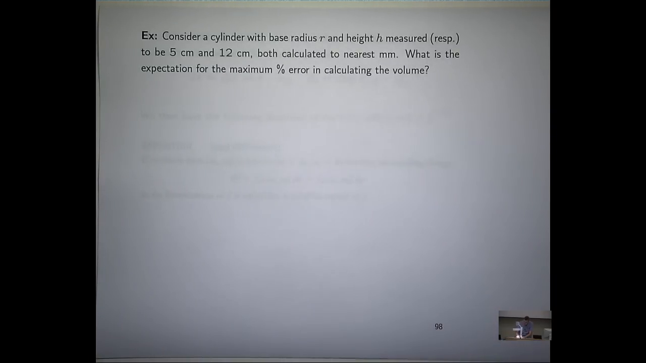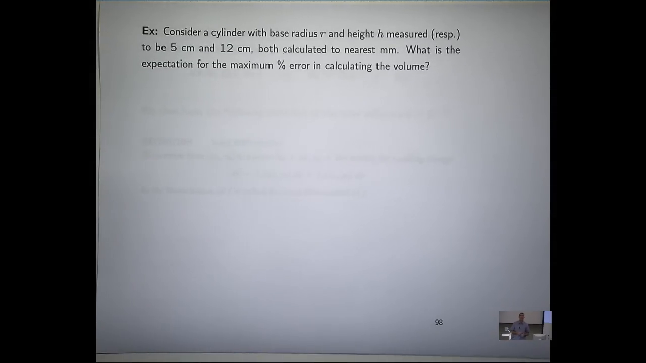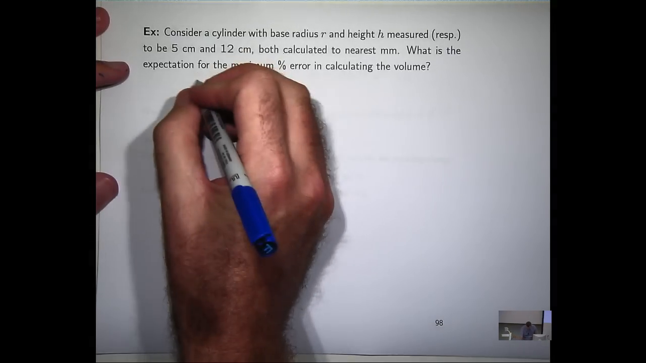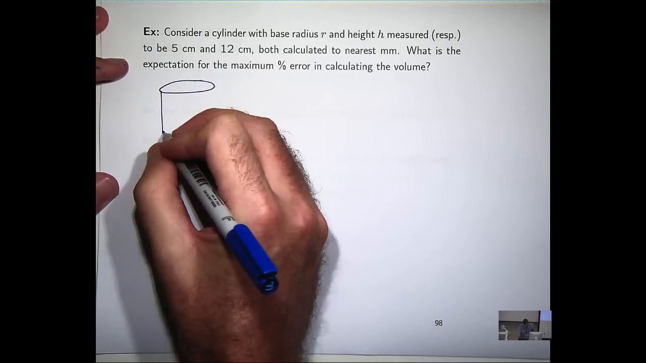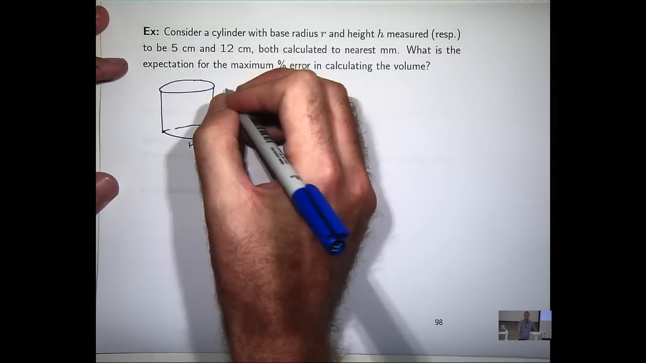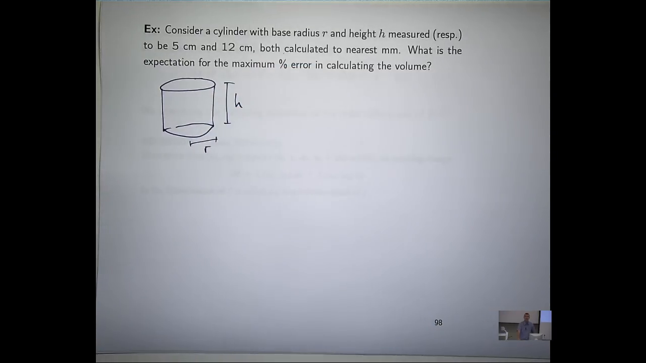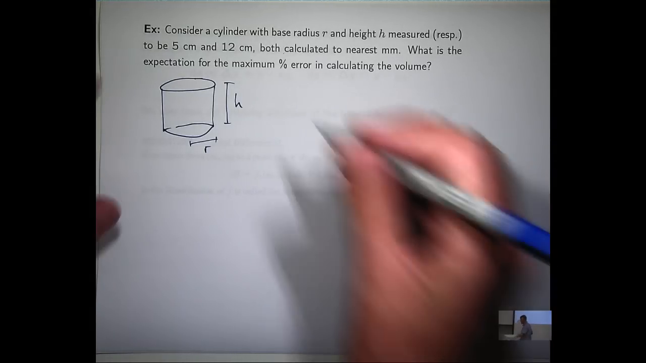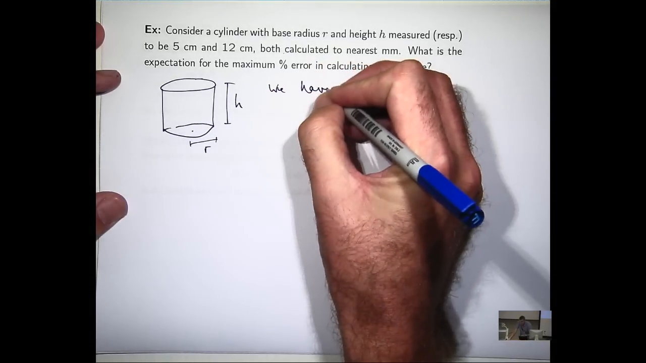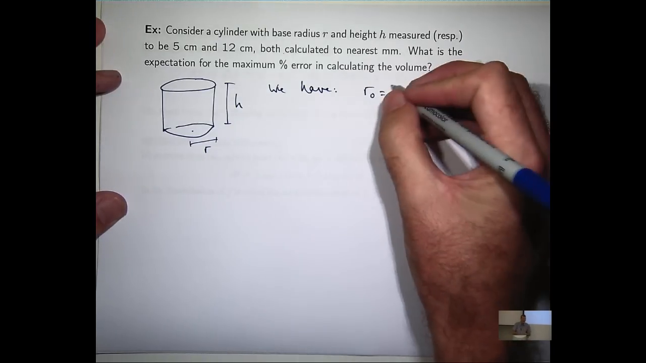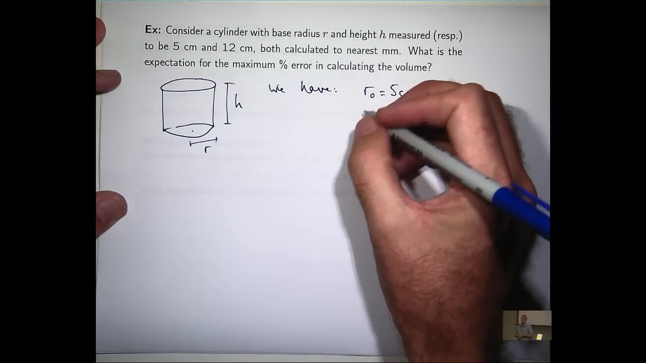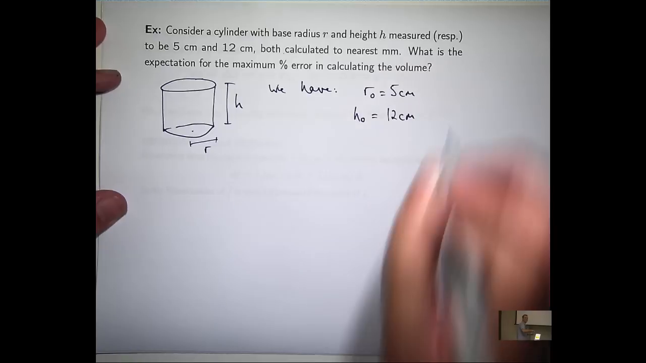Okay, let's do a slightly more practical one. Consider a cylinder with base and height. Okay, so here's my dodgy drawing. And we measure the radius and the height, and our instruments tell us that R0 is 5 centimeters, and the height, H0, is 12 centimeters.